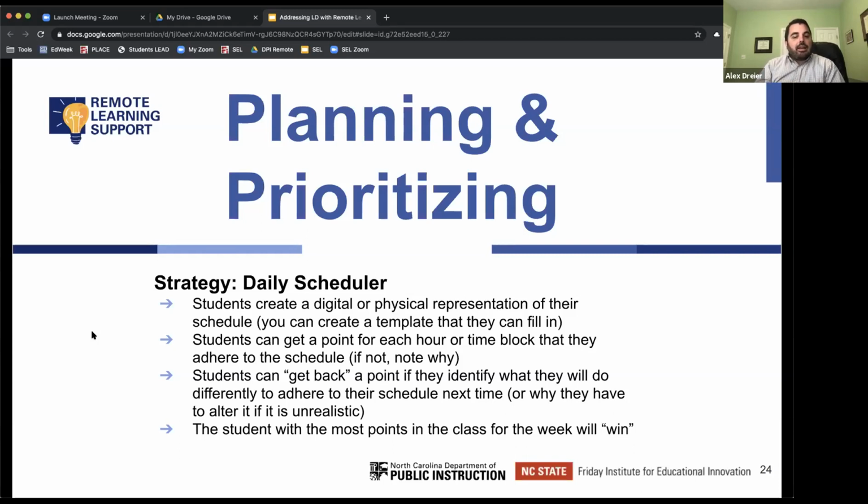So again, they can get a point back, and they can identify. Either they can acknowledge what happened, or they can say what they would do differently the next time. Because clearly, if the students are able to recognize that there was a reason why they weren't able to do what they needed to do, and they're able to develop, recognize and write down a strategy that will change things the next time, they should probably get a point back. So you can play around with it, do whatever strategy or structure works best for you. But then imagine the student with the most points in the class could quote unquote win the week. And you can make it competitive, you can make it not, whatever you want to do.